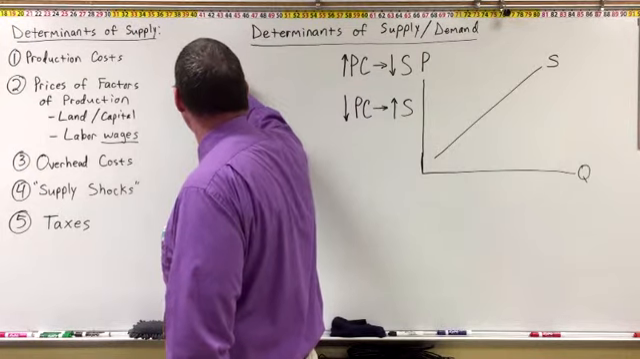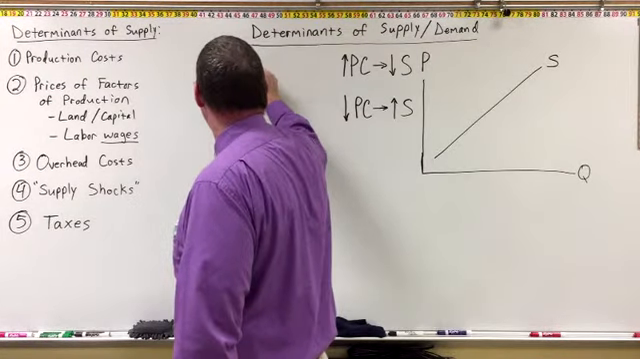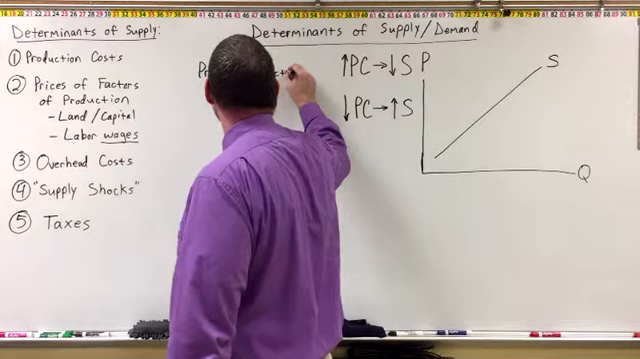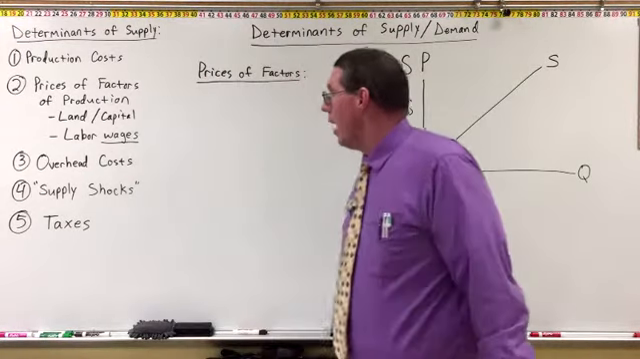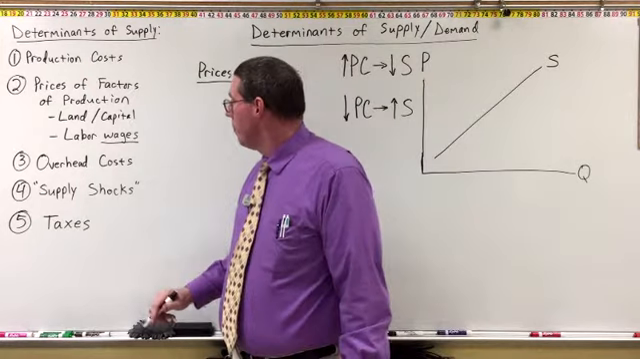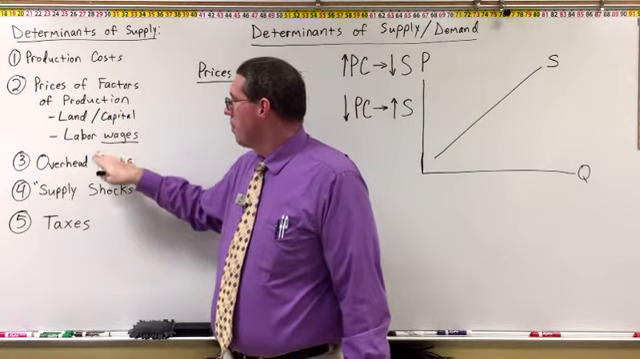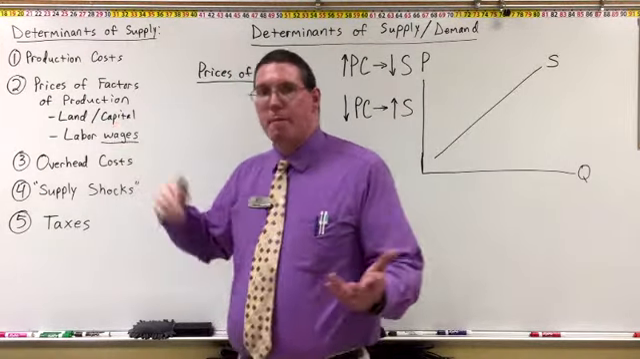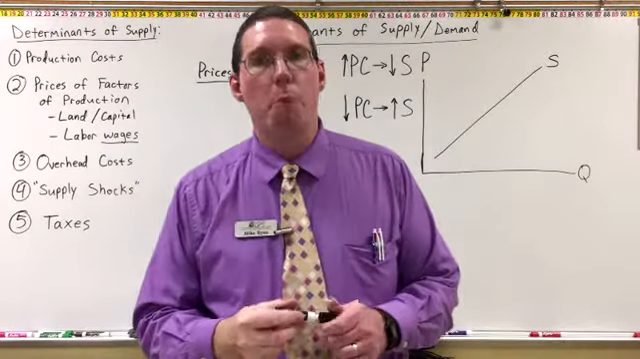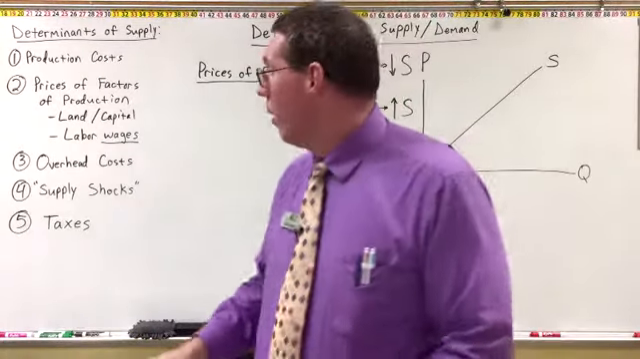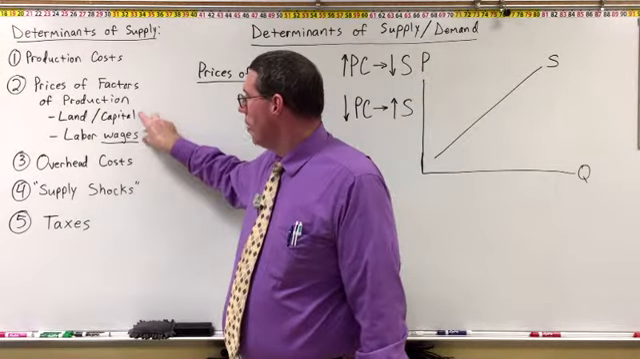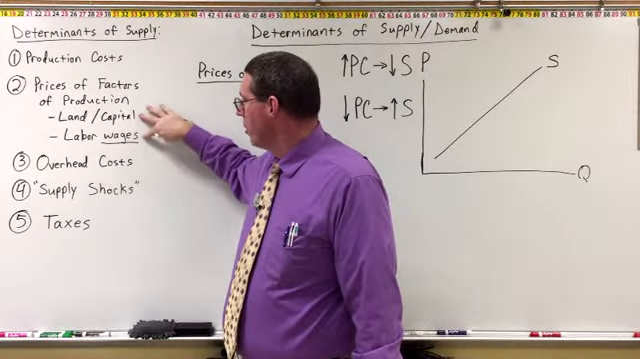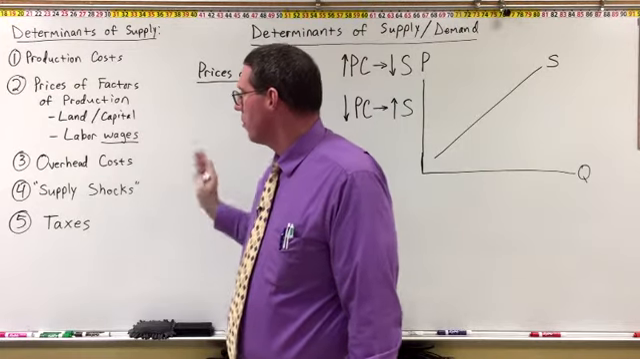So prices of factors. Now, we've got land, labor, and capital. I want to do these separately because land and capital, I've mentioned this before, behave more like products, where labor behaves a little bit differently. Now, it's going to work the same. The prices of factors of production are going to have the same effect on supply.